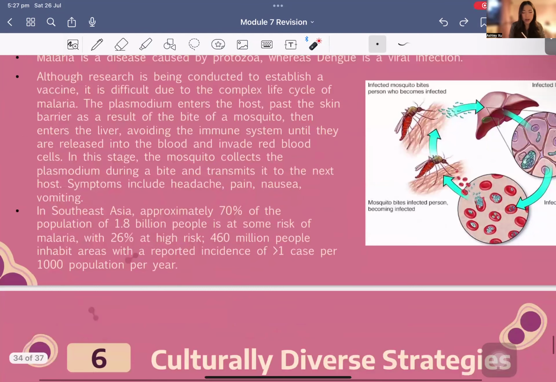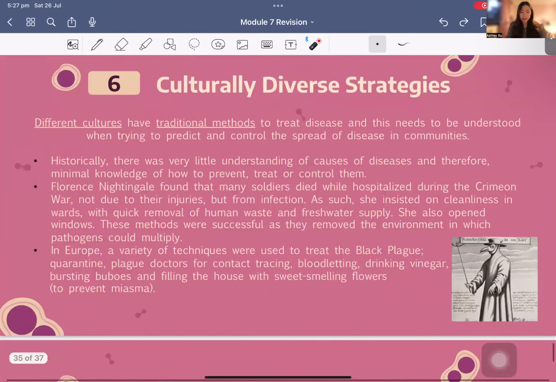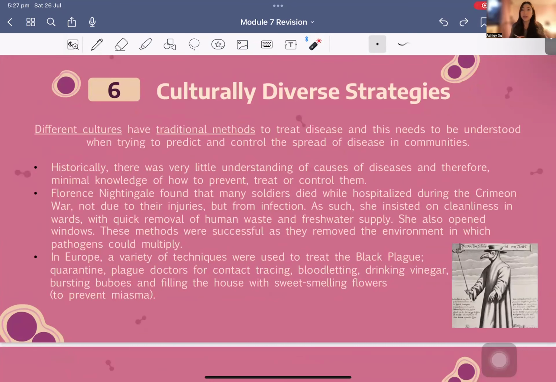Some statistics here, again, you should remember a couple of statistics just to back up your arguments. But if you are struggling to remember biology content, I would say you don't need to remember these, okay? It's good, but it's not necessary. All right. Next, we finish off the module with some culturally diverse strategies. So we're looking at previous methods of disease eradication and also some Aboriginal medicine. Okay, so historically, before we understood the causes of disease, before Robert Koch and Louis Pasteur, we didn't really know what caused diseases. We didn't know how they spread.